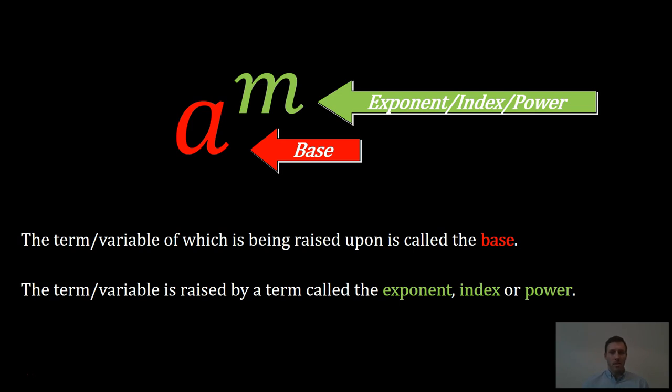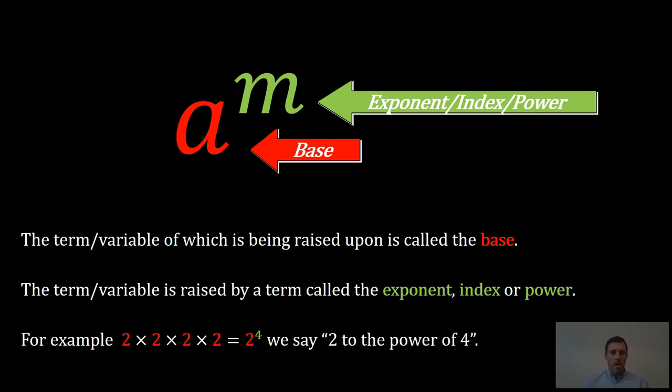The exponent is basically a superscript used to simplify larger mathematical problems. The whole expression is called a power, and we say that A is raised to the power of M. For example, if number 2 is multiplied by itself 4 times, it can be written as 2 times 2 times 2 times 2, which is factor form, or 2 to the power of 4, which is index form. In this example, 2 is the base and 4 is the power. You can also describe this as a power of 2.